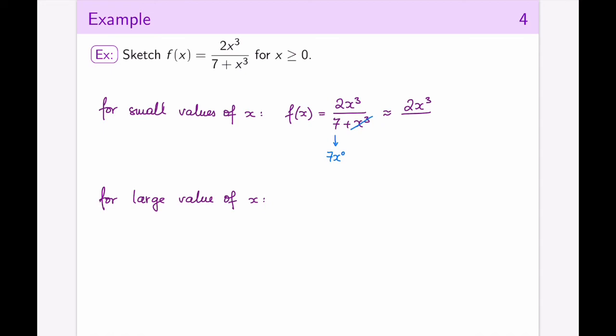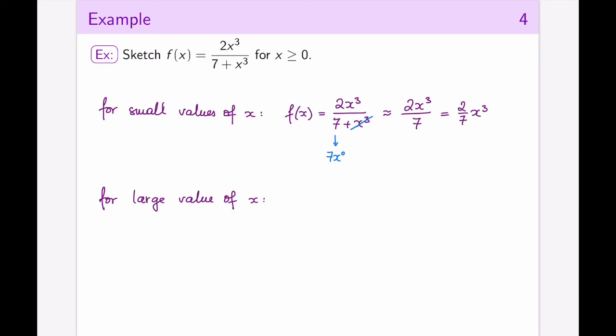So overall, for small values of x, my function f of x is going to be approximately equal to whatever was on the top divided by 7. It's probably easier on the eyes if we rewrite this last term as a constant, which is 2/7 times the power function, which is x cubed.